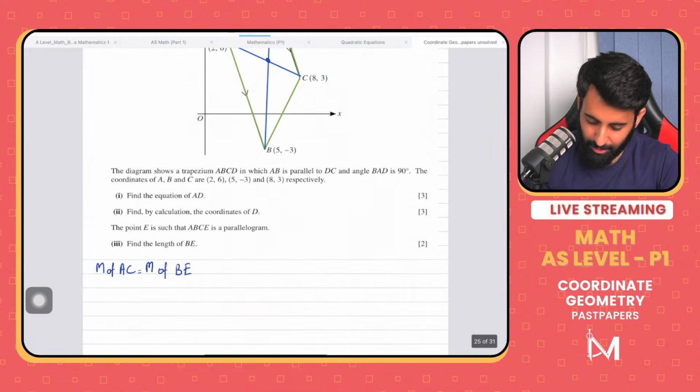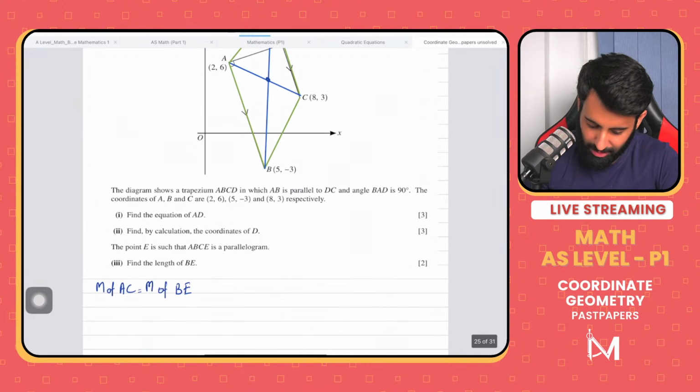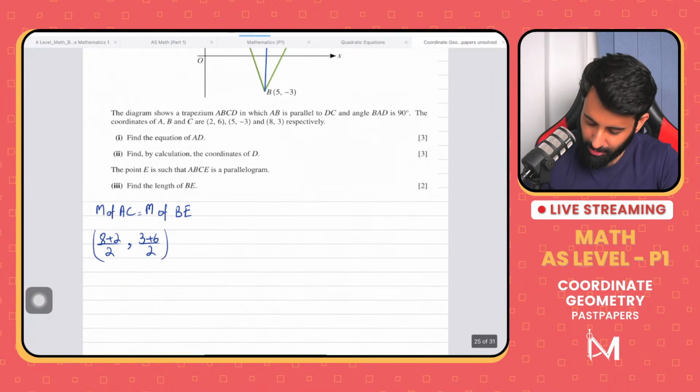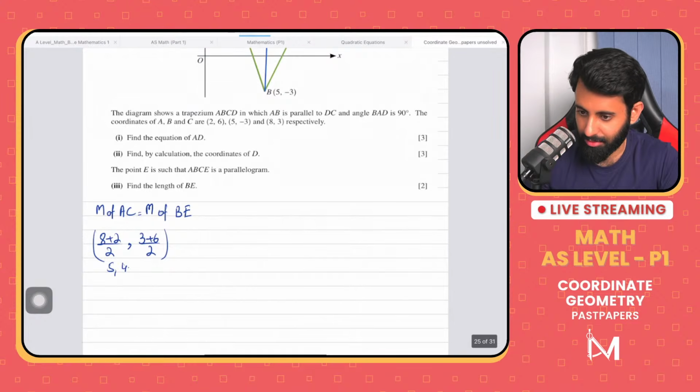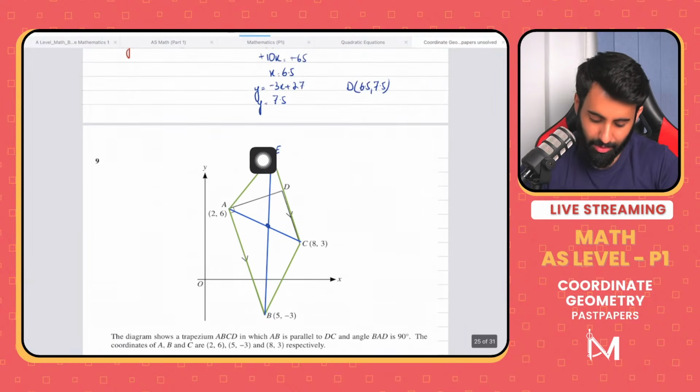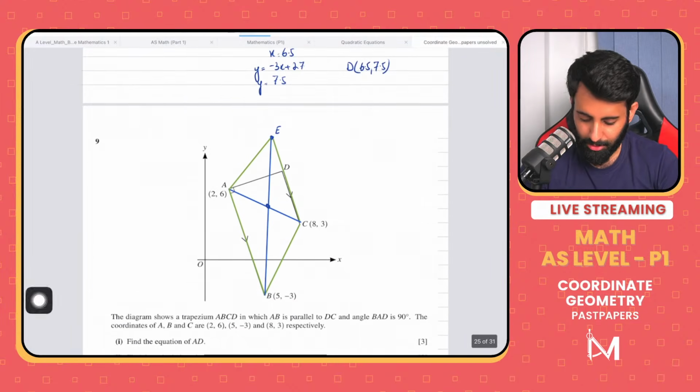So if I want to find out the midpoint of AC, that would be 8 plus 2 upon 2, comma 3 plus 6 upon 2. So 8 plus 2 is 10, 10 upon 2 is 5, and 3 plus 6 is 9, 9 upon 2 is 4.5. So these are the coordinates of the midpoint. Now you might think that we need to use this midpoint to find the coordinates of E and then find the distance, but you don't need to do that.